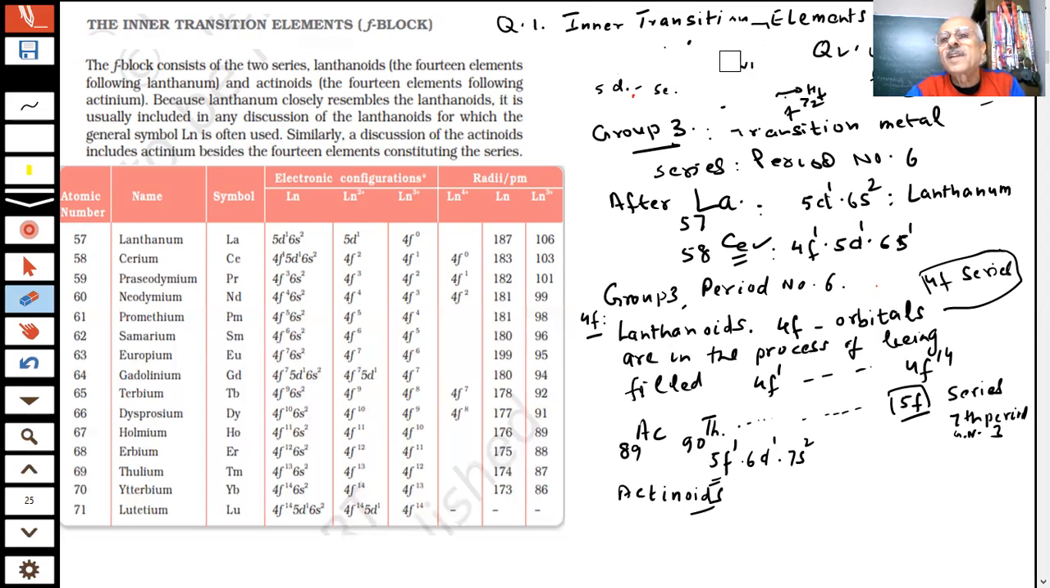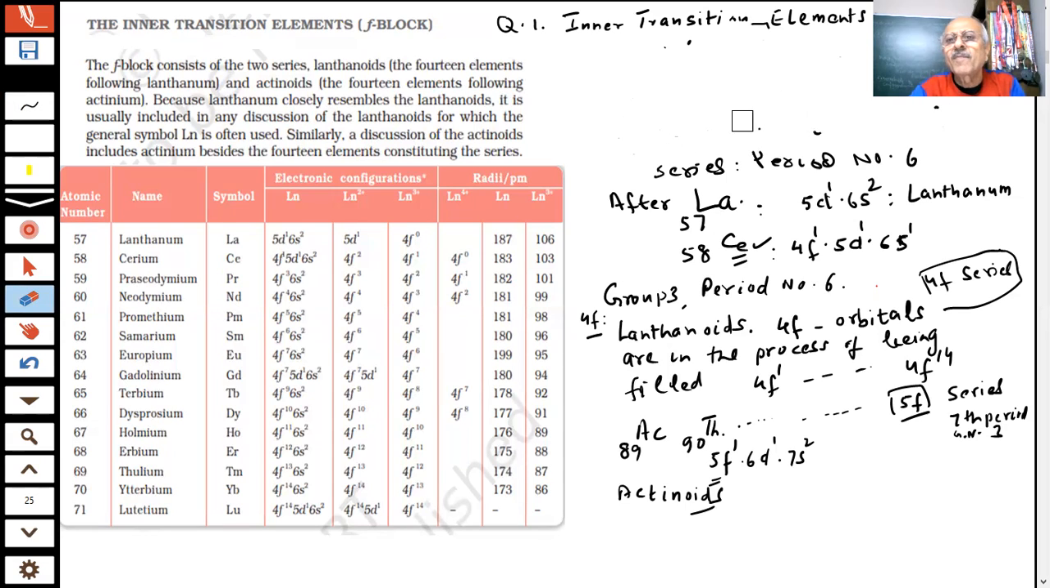Sometimes you see the questions are asked where we can make easy mistakes. They are in the series, they are put in the same series. Second question: if you are saying lanthanum is not an F block element, why is it kept in the series of lanthanide, students? Give me the answer, 30 seconds.